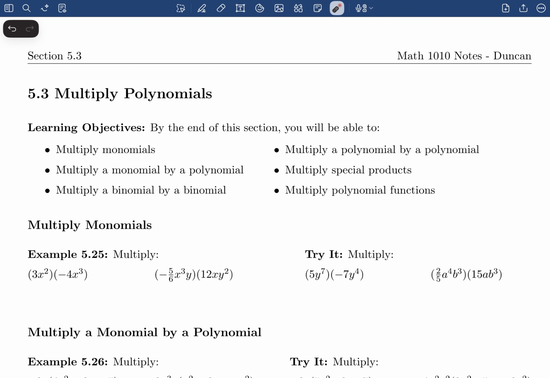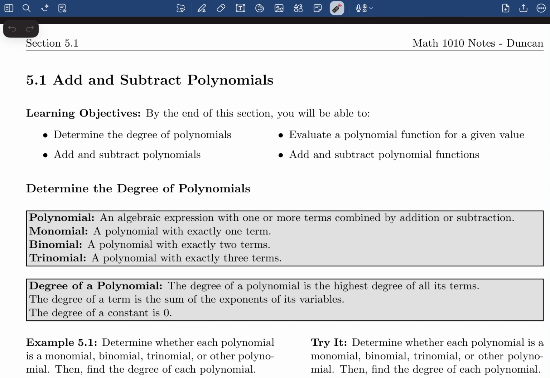All right, looking back at section 5.1, as we began chapter 5, we learned how to add and subtract polynomials. Now we'll multiply them. Here's a quick little review for you. Back in section 5.1, we added and subtracted polynomials, and we defined what a polynomial is. It's an algebraic expression with one or more terms combined with addition or subtraction.